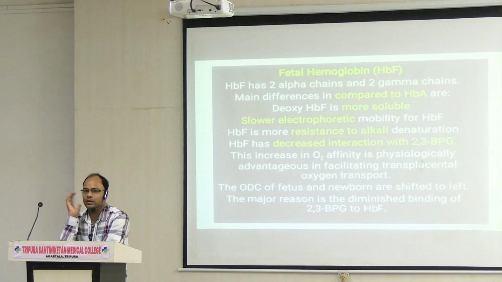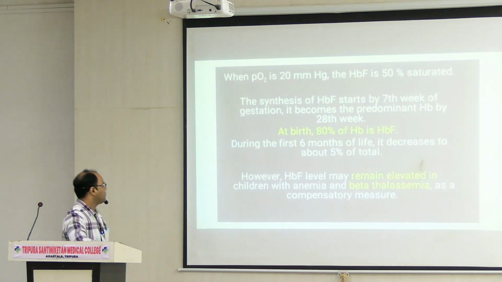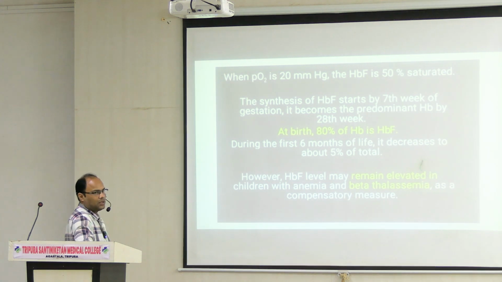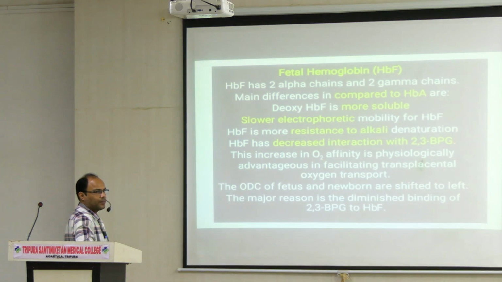So in case of normal oxygen percentage, say 20%, we are going to supply. In the fetus, it can have 50% of oxygen. When the oxygen pressure is 20 mmHg, the fetus is 30% saturated. This is because of decreased interaction with 2,3-DPG. Okay.